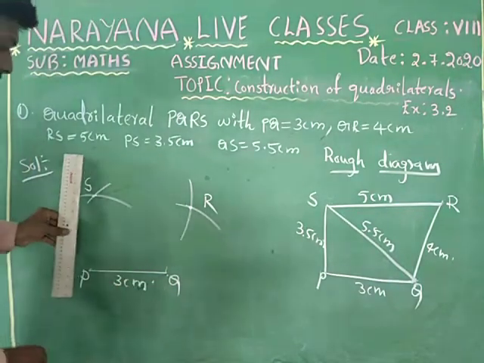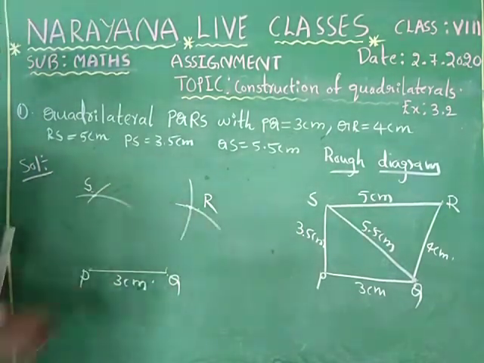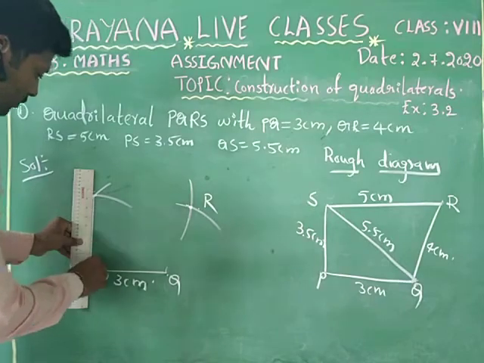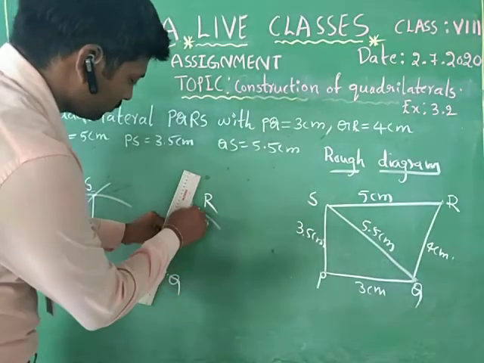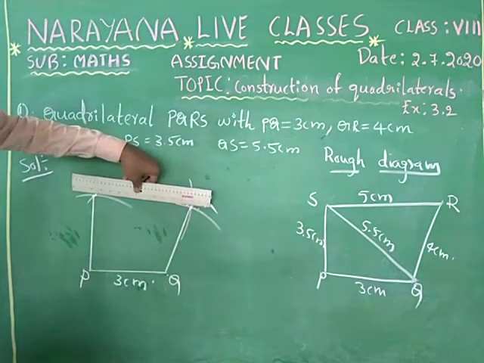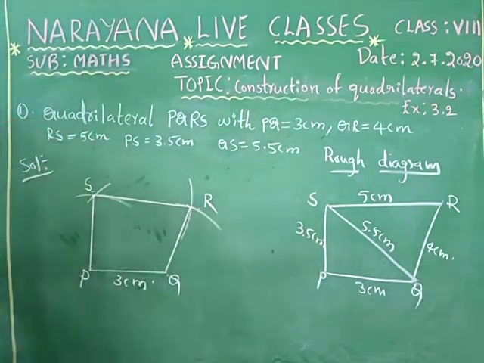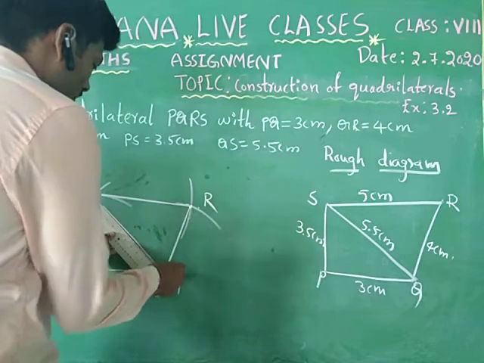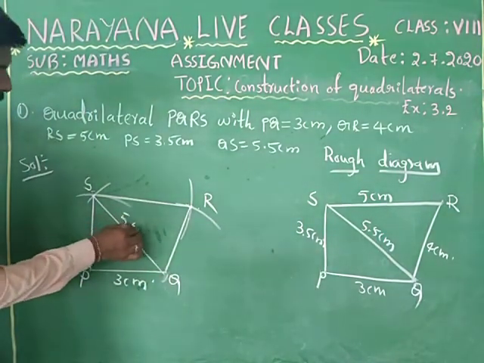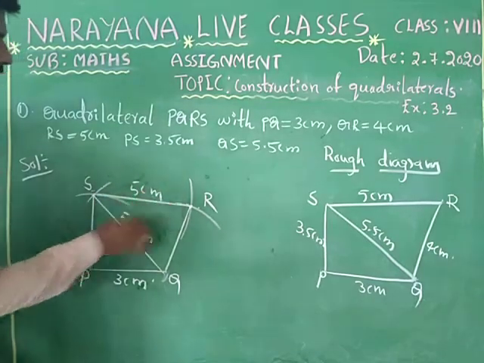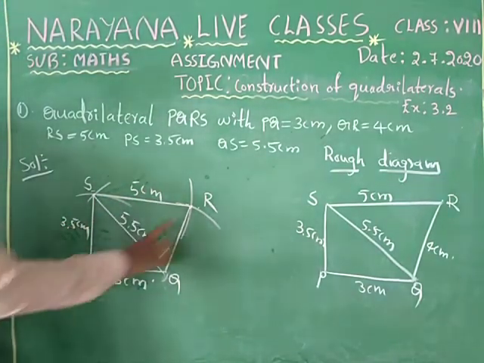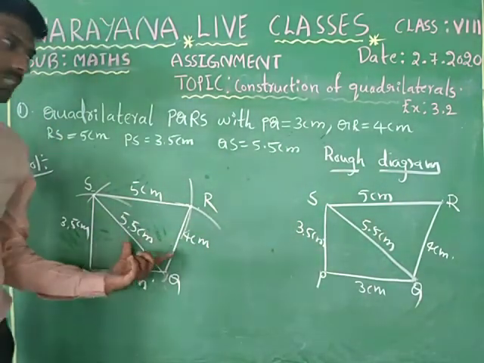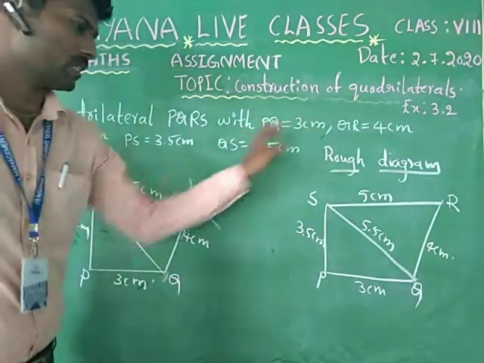Now you have to join point S with P and point R with Q, and then also join these two points, S and R, with the help of a scale to form quadrilateral PQRS. Now we label this. QS is the diagonal, 5.5 centimeter. Next, 5 centimeter. PS is 3.5 centimeter. QR is given as 4 centimeter. Likewise, we can construct the quadrilateral PQRS with all these measurements.